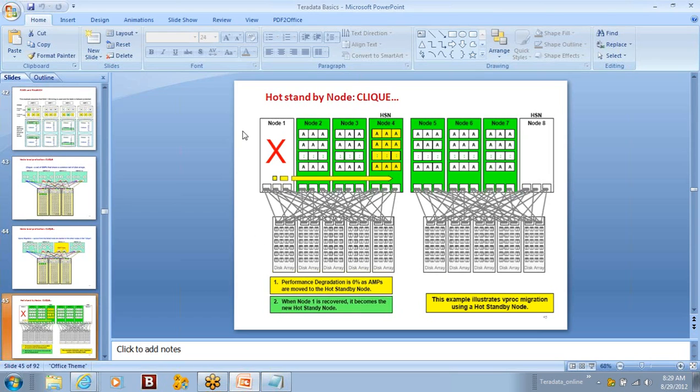So this is a clique here in this diagram, and this is a clique. You can see a hot standby node which doesn't have anything, no virtual processors are doing anything. In case node 5 fails, all the processors would migrate to node 8 and will still continue accessing the data. So performance degradation is 0%, because earlier also 3 nodes were running and now also 3 nodes are running, so there is no performance degradation. But when node 1 is recovered, it becomes the hot standby node. When node 1 comes back after repair, it would act as a hot standby node, and these are working continuously.